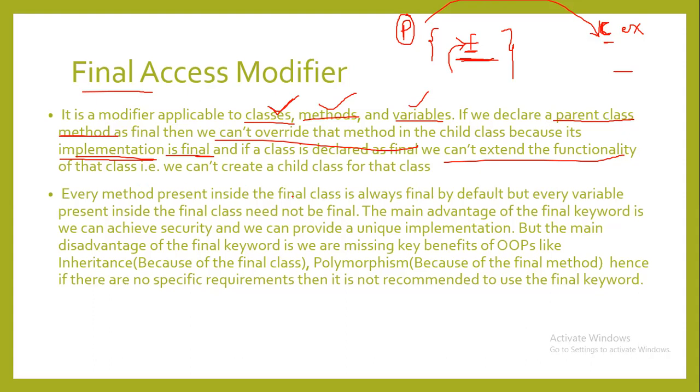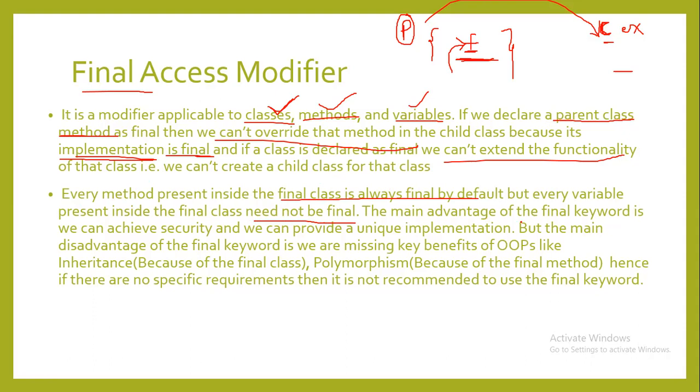Every method present inside a final class is always final by default. So if a class is final, then all of its methods become final by default. But every variable present inside a final class need not be final. This rule is not applicable to variables. Variables may be final, may not be final. But when it comes to methods, by default, all the methods are final within a final class.